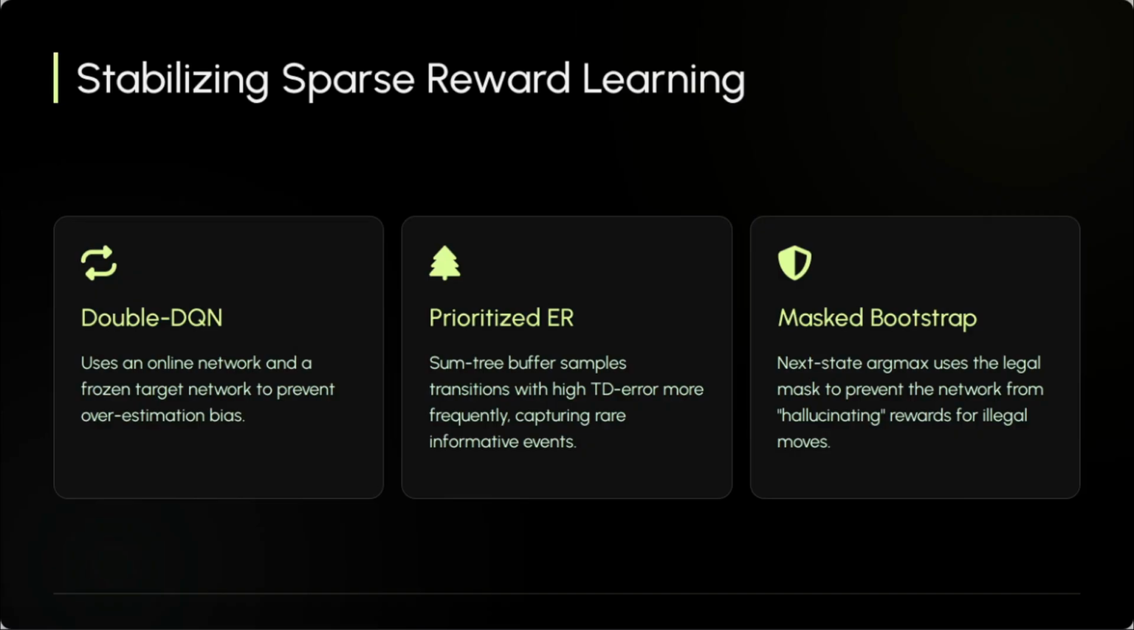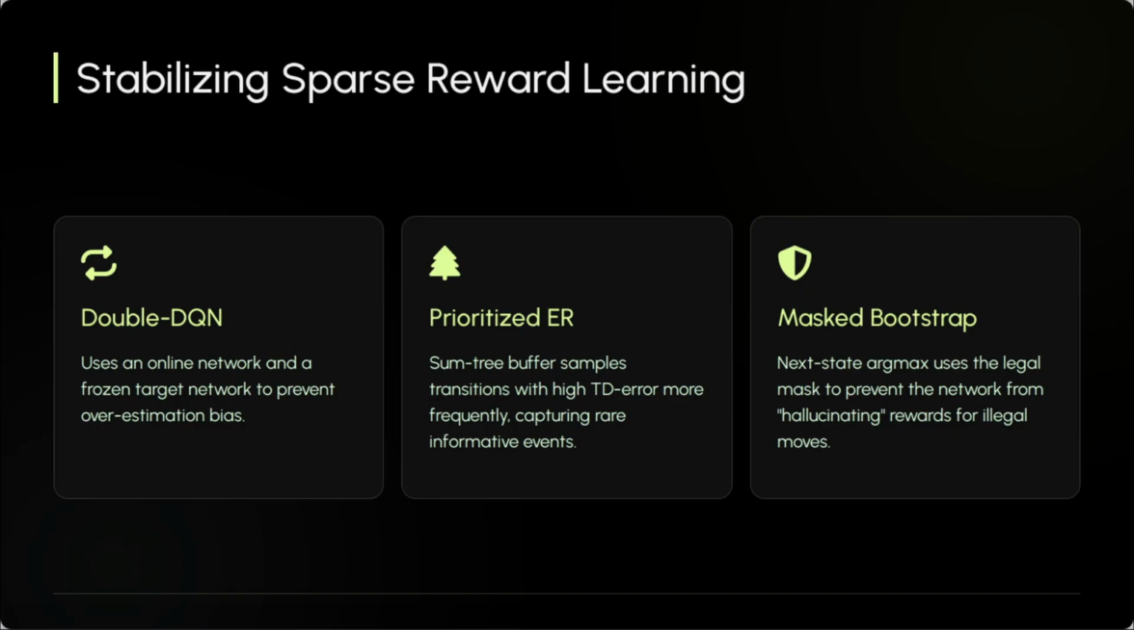Firstly, we use prioritized experience replay. We store past transitions in a sum tree replay buffer and sample them in proportion to their TD error, the gap between what the network predicted and what actually happened. Because Yahtzee's only real signal comes from rare terminal transitions, prioritized experience replay lets us replay those informative moments far more often than uniform sampling would.